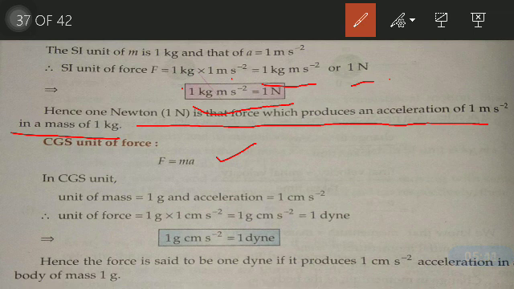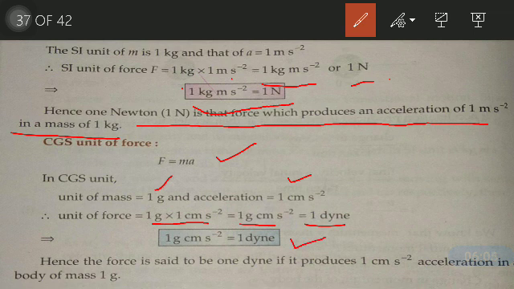Now in CGS unit, mass is 1 gram and acceleration is 1 centimeter per second square. So the unit of force will be equivalent to 1 gram multiplied by 1 centimeter per second square, or 1 gram centimeter per second square, which we call a dyne. So 1 gram centimeter per second square is equal to 1 dyne.